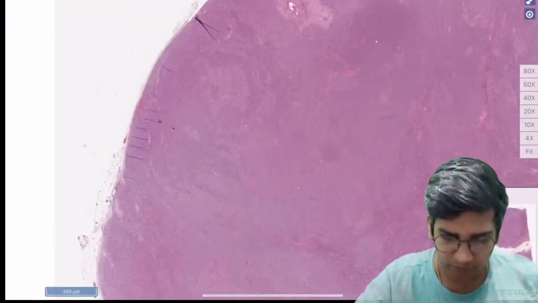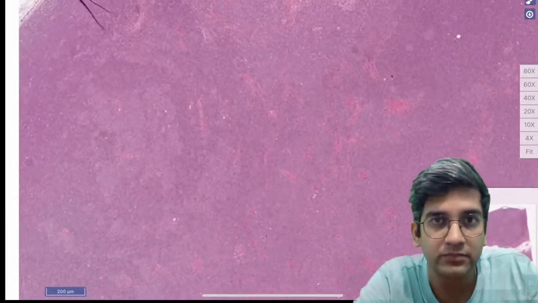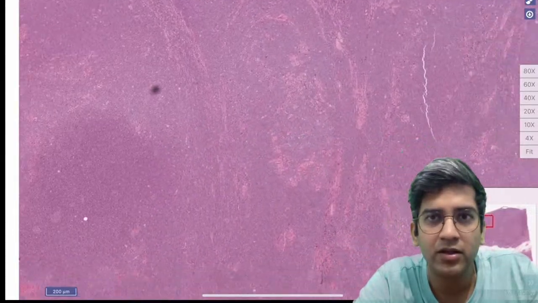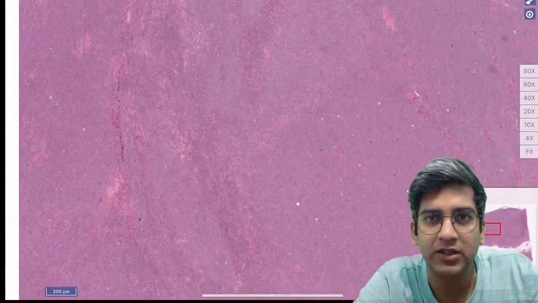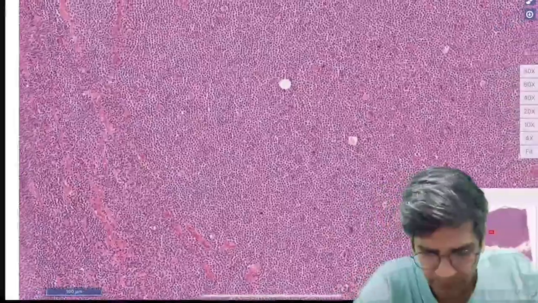We assume it's a lymphoma. I don't know if it's a lymphoma or not. First, we have to look into it carefully. You don't have normal architecture at all, right? It's replaced by default. Fine. Let's zoom in. Let's zoom in.